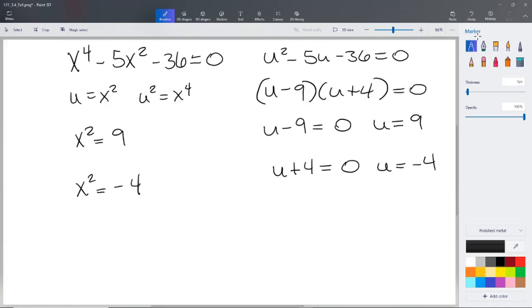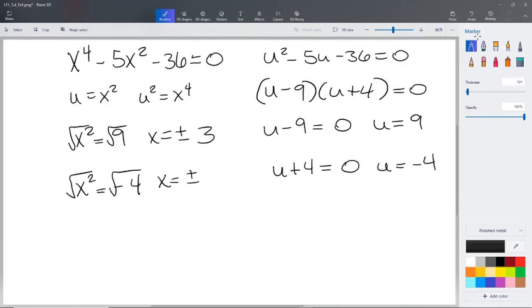To solve for x squared, we're going to take the square root of both sides. And because we started with a square, that means that x is going to be equal to plus or minus. In our case, the square root of 9 is 3. So there is one answer. It's really 2 answers, but there's one answer. We do the same thing here. We take the square root of both sides. And x is equal to plus or minus.